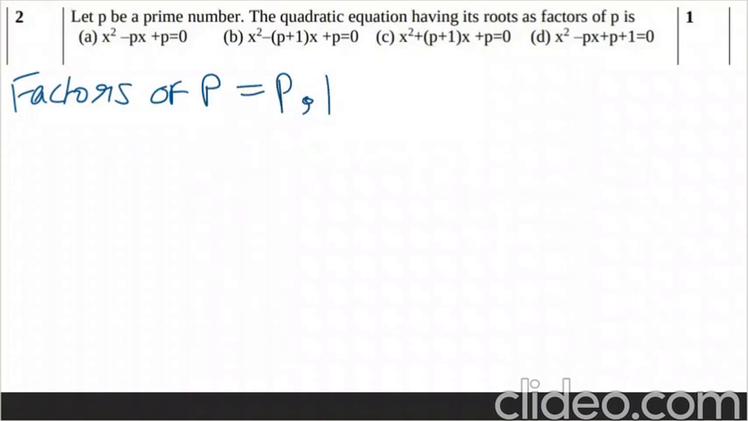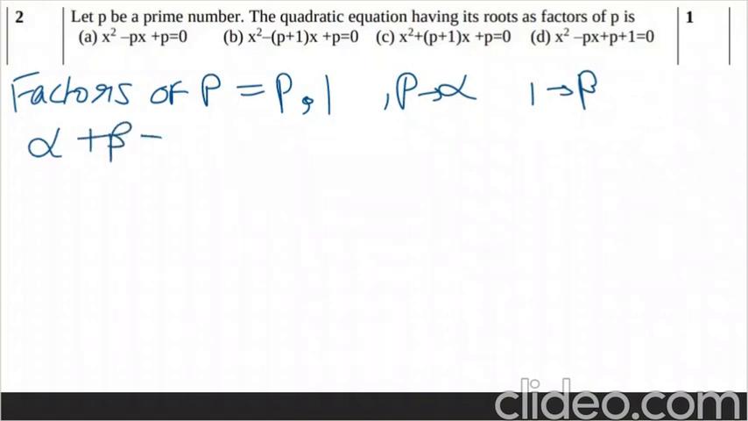Obviously. Let's give them variables, as in quadratic expressions, your polynomials. Let's say that p is alpha and 1 is beta. Now you have studied that alpha plus beta will give me the sum of the factors, that is p plus 1, correct? And alpha multiplied by beta will give me p into 1, that is p.